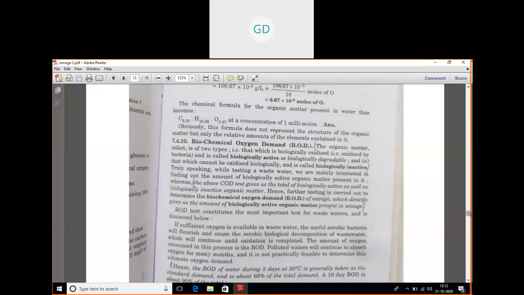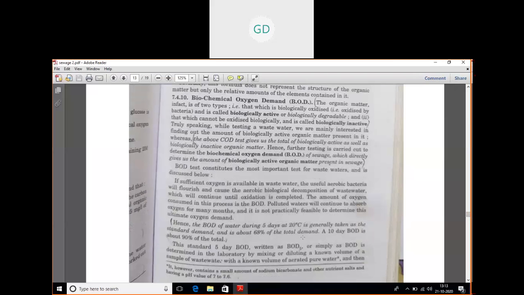Clear? So now, when you test the BOD, it has a standard day and a standard temperature. So what is that standard day and temperature at which you do the BOD test? It is 5 days at 20 degrees Celsius. You see this line: the BOD of water during 5 days at 20 degrees Celsius is generally taken as the standard demand, and it is about 68% of the total demand.